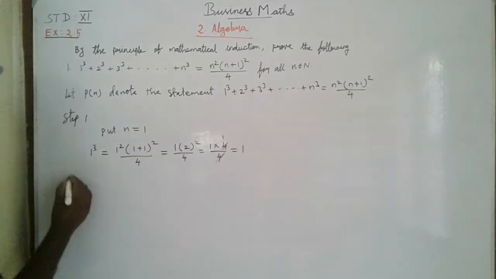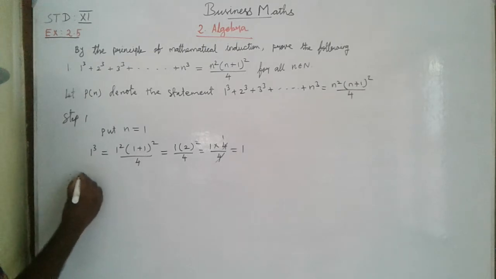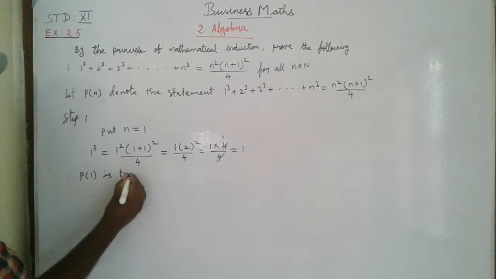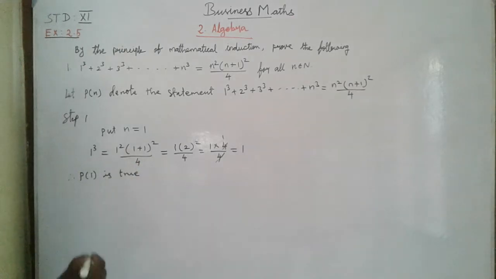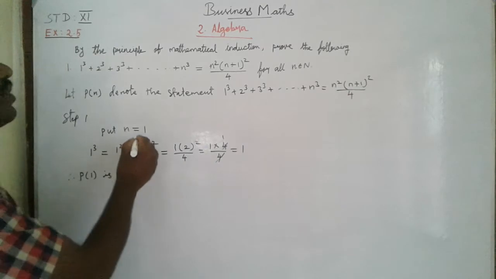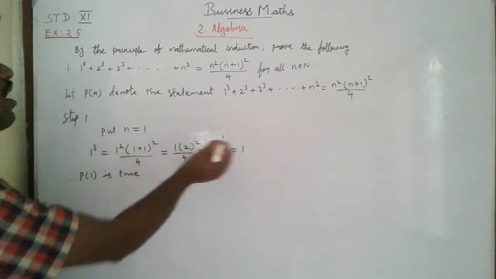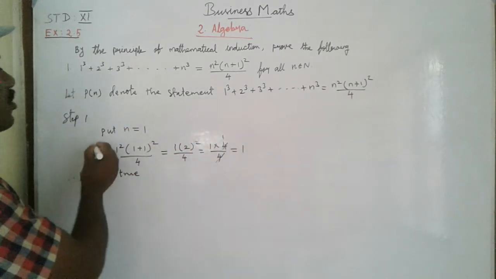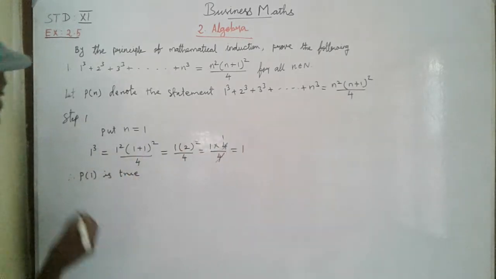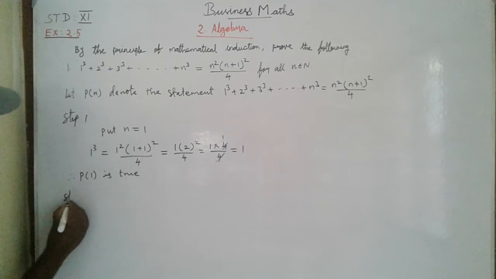Therefore, P of 1 is true. P of 1 is true. Next, first we should substitute n is 1 and find out that value. So 1 cube is what? We know that it is 1. So P of 1 is true. First step over.